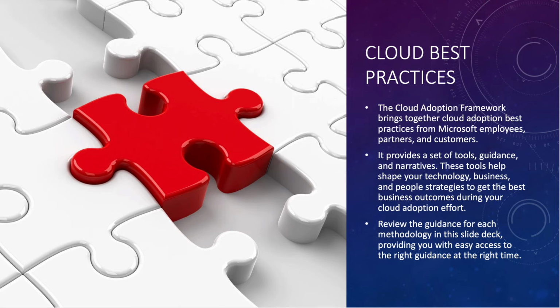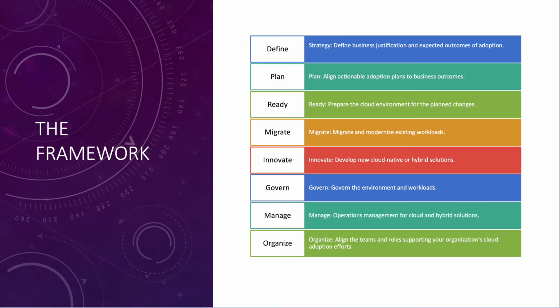There are basic tools, guidance, and narratives, and these tools will help shape your technology, your business, and people's strategies, because people are a big part of this, to make sure your business outcomes are successful as you go into the cloud. You really want to review the guidance, and you really want to understand this. Your program management office should understand this. Your C-suite should understand this, and everybody should really be on board when it comes down to how you want to process this.